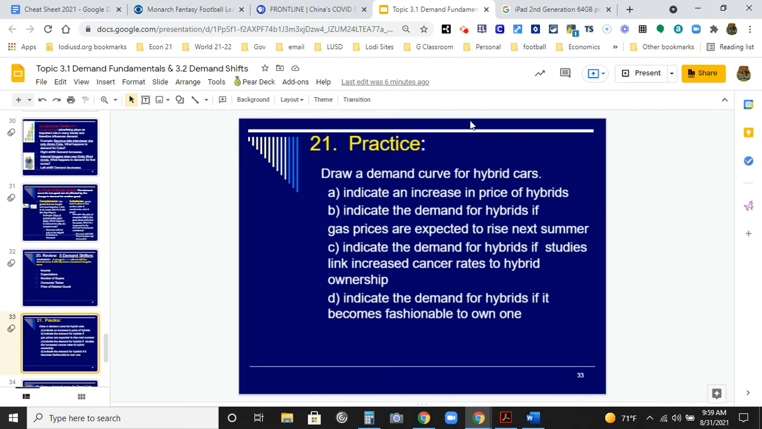Okay. So it says draw a demand curve for hybrid cars. Indicate an increase in price of hybrids. Indicate the demand for hybrids if gas prices are expected to rise. Indicate demand for hybrids if studies link increased cancer rates to hybrid ownership. And indicate the demand for hybrids if it becomes fashionable to own one.